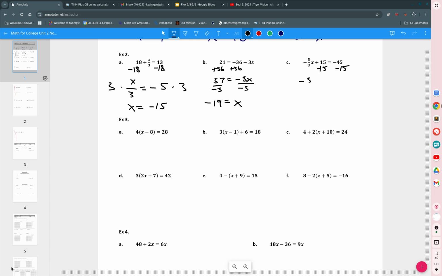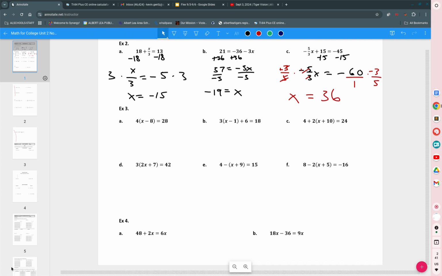Everybody subtracted 15 to get negative 5/3 x equal to negative 60. And then, as Bella was saying before, I'm going to multiply by the reciprocal, which is negative 3 over 5. Make sure you multiply by a negative as well, because multiplying by that negative will make the negatives cancel. The 5's reduced, the 3's reduced, I'm left with just x. Remember, we multiply by the top, divide by the bottom. Negative 60 times negative 3 is 180, divided by 5 is 36. Did you get 36? Good.